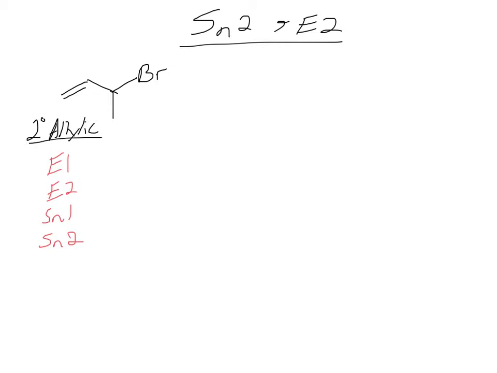So does it work? Secondary allylic, does it work for E1? Yeah, sure it does. If you have a carbocation there, you can stabilize it with pi bond resonance. Does it work for E2? Yes. Everything works for E2. SN1, can you form a carbocation? Yes, you can, with pi bond resonance. SN2, secondary, still works. So everything works. Fantastic.